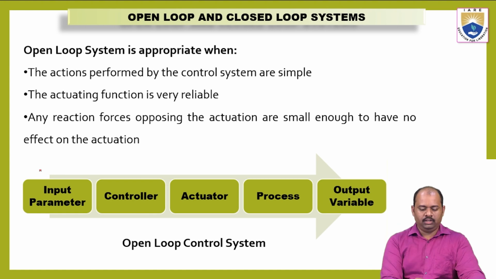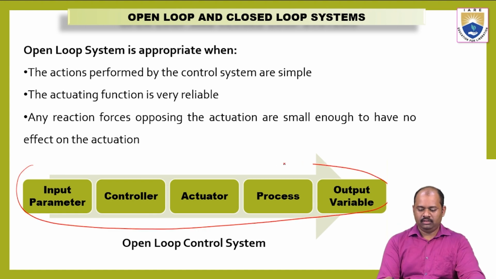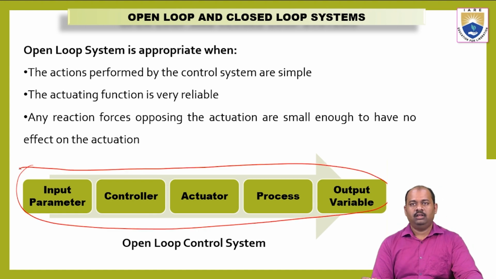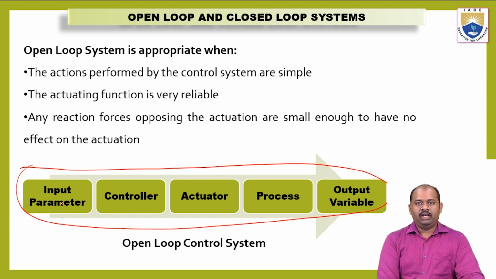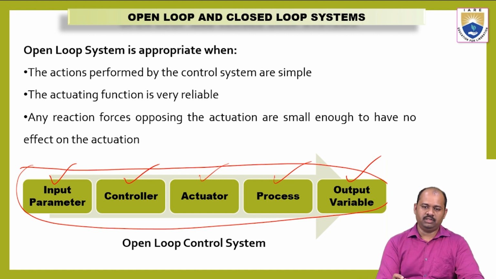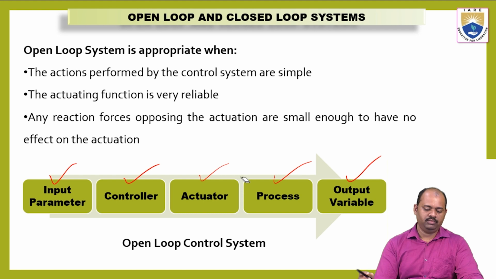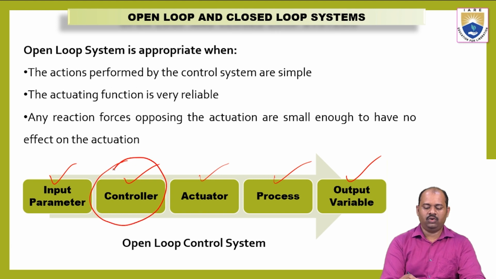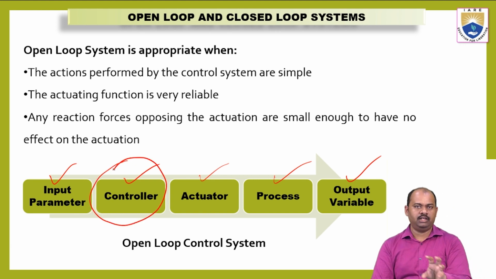Now here we'll see the flowchart. In this we can clearly see we will have an input parameter, a controller, an actuator, a process and an output variable. So these are the key components of any open loop system. We are studying the open loop system, and these are the key components. First of all, we need a controller. This is the controller which controls the entire system.